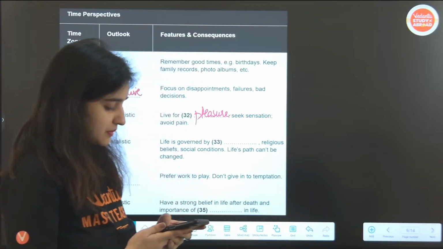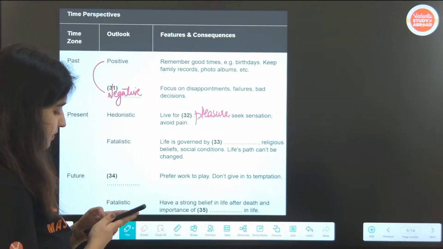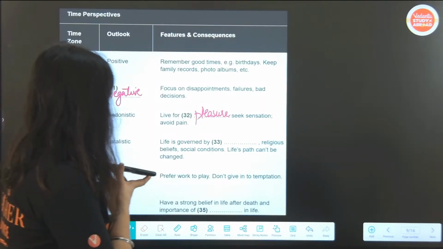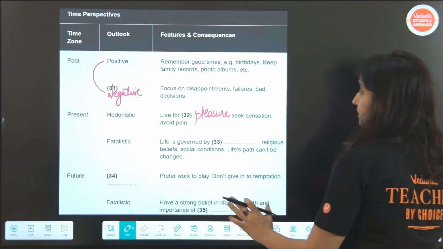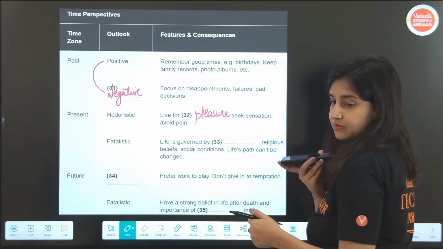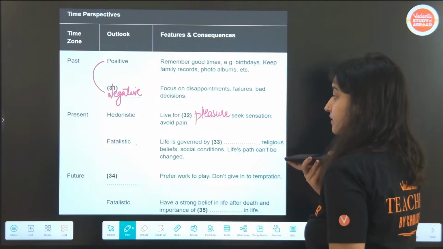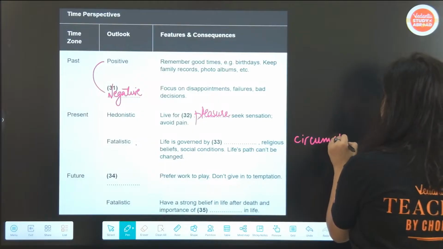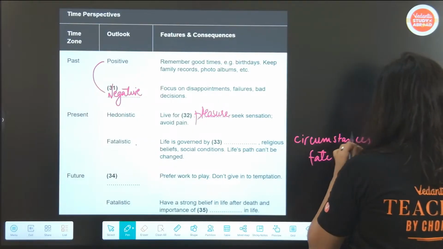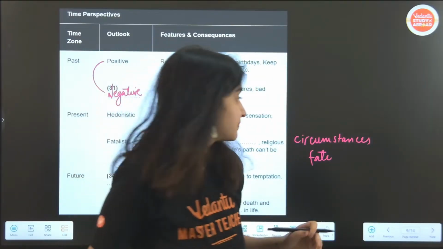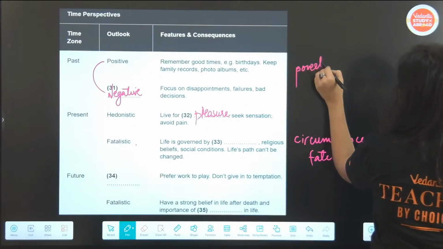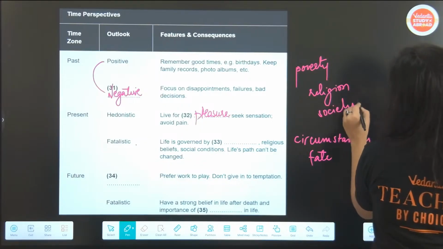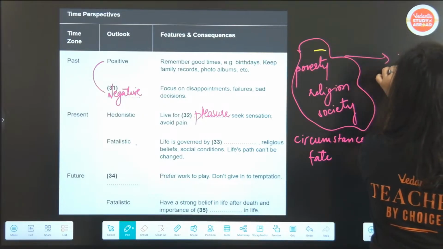According to social psychologists, the people who keep family records, the bad things, live in the present. Live in the moment too, but they believe this moment is immediate sensation. Their life motto is to have a good time and avoid pain. Present fatalists live in the moment too, but they believe this moment is the product of circumstances entirely beyond their control. It's their fate, whether it's poverty, religion, or society itself. Something stops these people. whether it's poverty, religion, or society itself. These three things were listed.